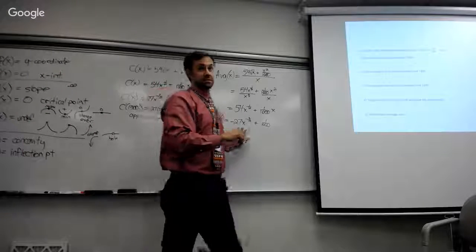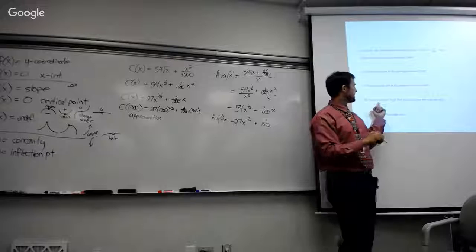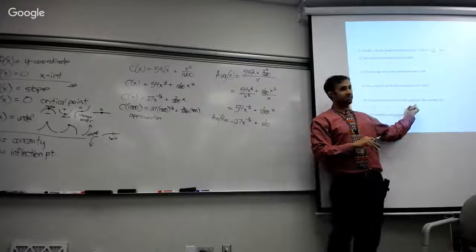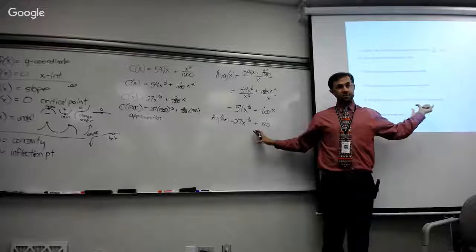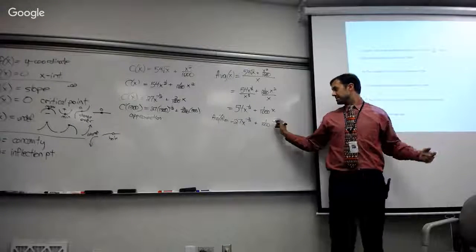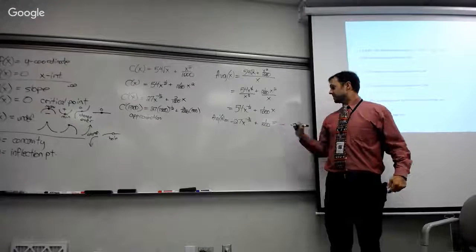Now, do we set this equal to 0? Yes, because they were asking us to find the production level that will minimize the average cost. So to find the minimum, you have to find the critical point. You take the derivative, and then you set it equal to 0.